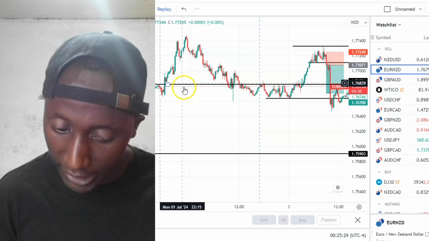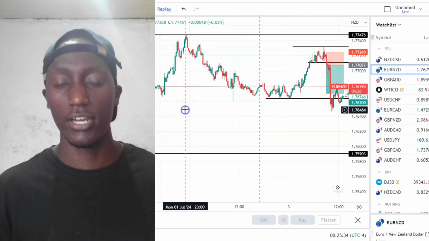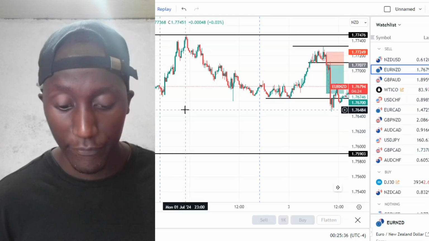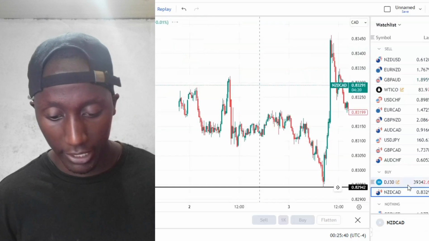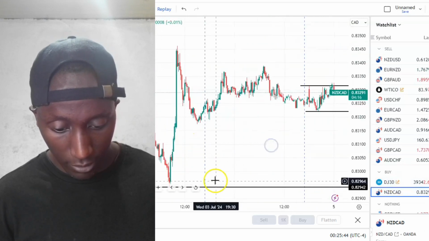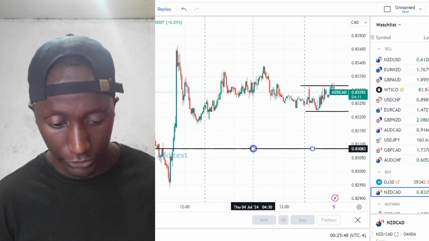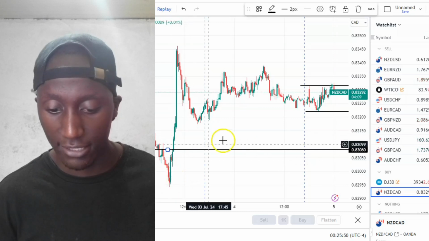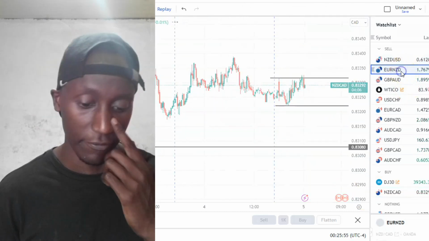Now, a failed breakout is a sell signal if it's at the high of the day. If it occurs at the low of the day, like for example on NSD card, we have this day closing, breaking out and closing back inside of the range. This is a buy signal for this day and this day. But let's focus on Euro NSD first.